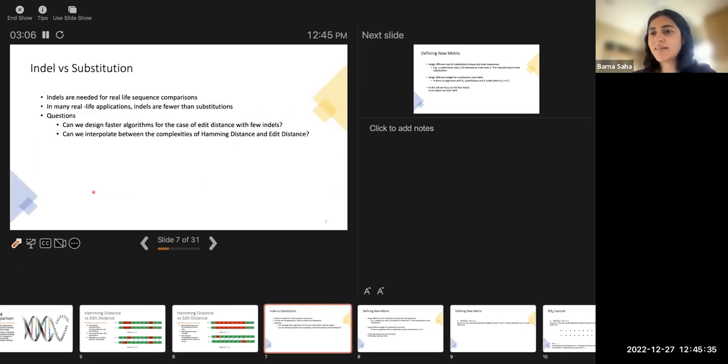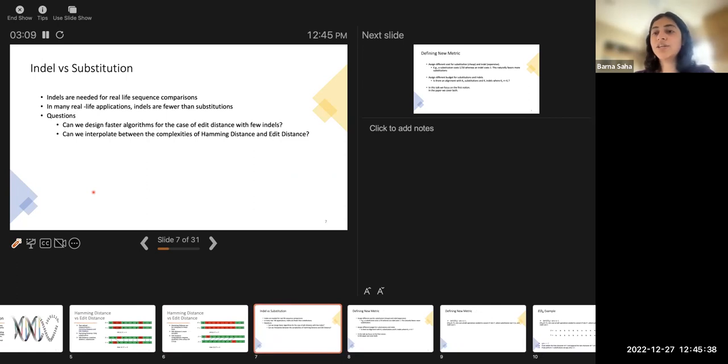So what makes edit distance so hard? Well, insertions and deletions give you much more flexibility and make your algorithm design much harder. These insertions and deletions are in short called indels. These are really needed for real-life sequence comparisons. However, in many practical applications, the number of indels is much fewer than the number of substitutions. You can look into our ITCS paper where we have provided multiple references. They are mainly coming from computational biology, where the differences in the sequences are predominated by the number of substitutions, though there are few indels that need to be handled.